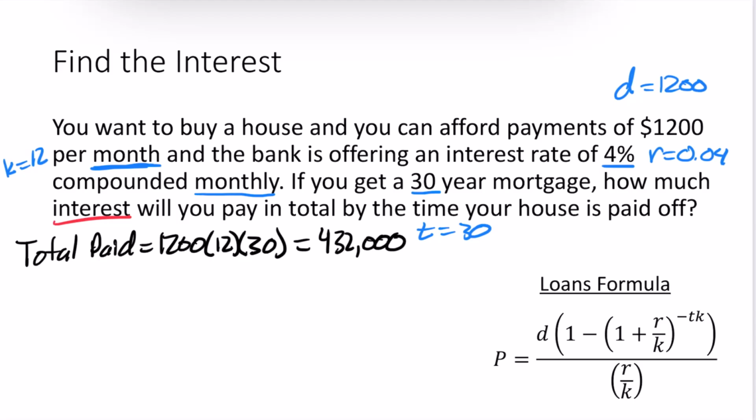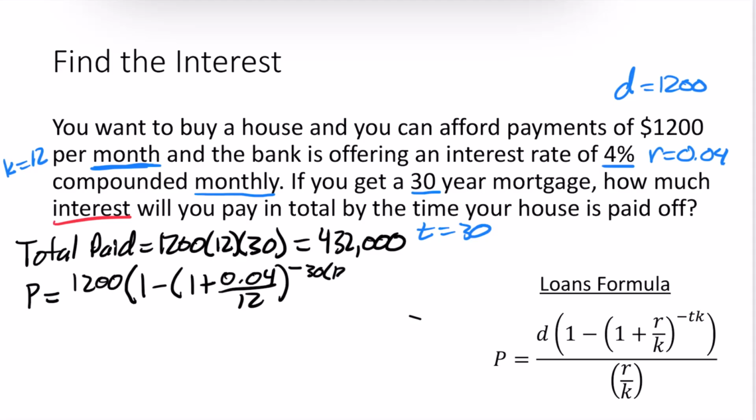So to figure out the interest, we need to know what the original amount was that we borrowed. So to calculate that, I'm going to find P, because that's the original amount. And I'll do that by doing 1,200 times 1 minus 1 plus 0.04 divided by 12 raised to a negative exponent of 30 years times 12 months, and all of that is going to be divided by 0.04 divided by 12.